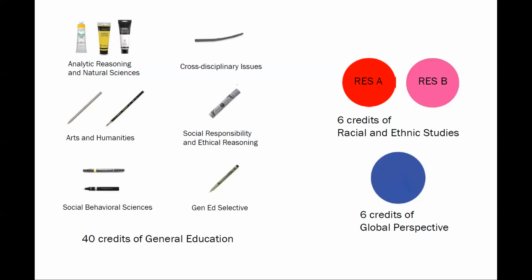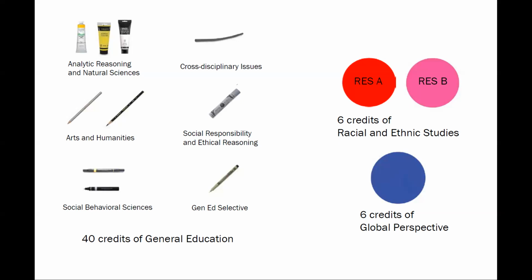For our arts and humanities, we have paint representing our analytic reasoning and natural sciences. In our arts and humanities, we have some colored pencils. In that area, you have to have a silver colored pencil, and that is representing your art history 223. And that is in that category. For the other colored pencil, you can choose what you want for that: literature, philosophy, music, some other things.